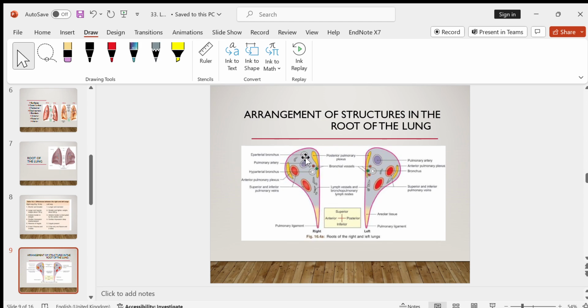The structures in the right root are the eparterial bronchus and the hyparterial bronchus, then the pulmonary artery, the two pulmonary veins, the lymphatics, bronchial vessels, and the pulmonary plexus. In the left lung, we have one pulmonary artery, two pulmonary veins, a principal bronchus. In addition, we have the pulmonary plexus of nerves and the bronchial vessels.